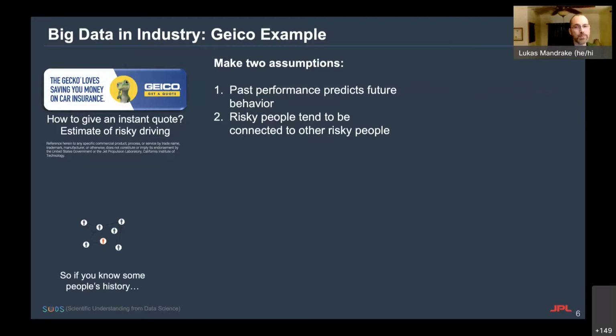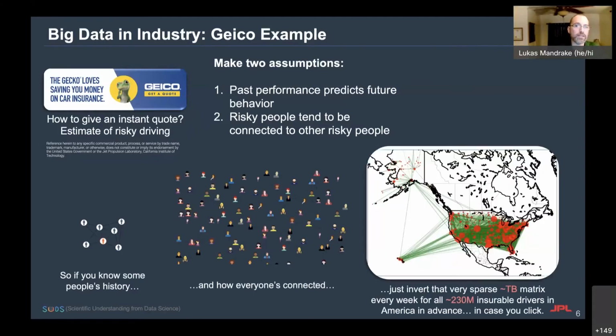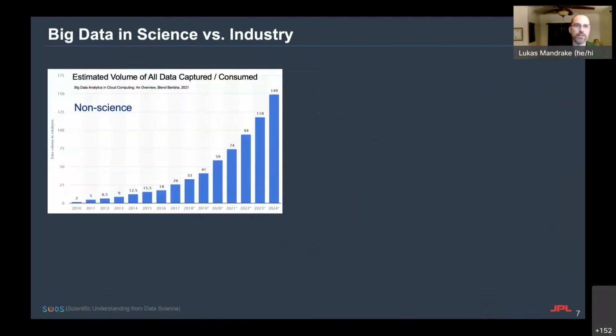So if you know some people's history and how everyone's connected, say by mining the newly emerged internet, they can just invert that very sparse terabyte matrix every week for every insurable driver in America, just in case you click. When you put your information into Geico's website to get a quote, you aren't providing them information to judge your risk. You're just identifying yourself. They already know if they trust you. These simple ideas resulted in a $32 billion company. The data science approach used here is valid, it's interesting, and it certainly has its own technical challenges and sophisticated tools. So is this the same sort of thing that science needs?